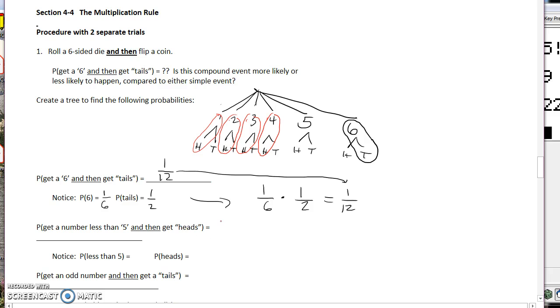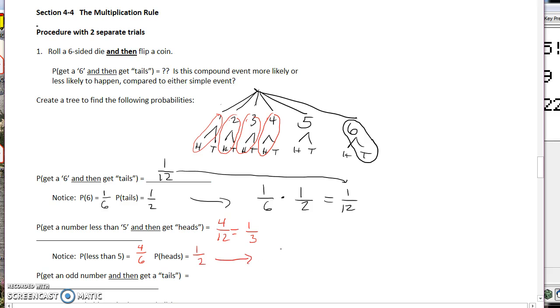So the probability that you get a number less than 5 and then get a heads is 4 out of 12. Now we could reduce that fraction. 4 out of 12 reduces to 1/3. You can use your calculator to help you reduce fractions if you're struggling with that. Now, just to bring this idea home, let's take a look. The probability of getting a number less than a 5, we said that that was 4 out of 6. The probability of flipping a coin is 1 out of 2.